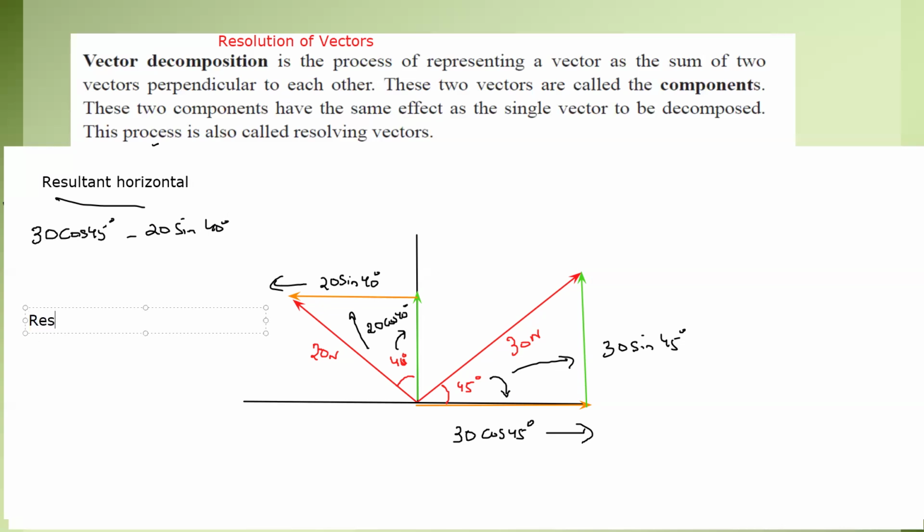That will be the resulting horizontal. How to work out the resultant vertical? If I want to work out the resultant vertical, both are pointing in the same direction. So we will simply add them. So it will be 20 cosine 40 plus 30 sine 45. Is it clear, this one? Any question or doubt in this? No, sir.